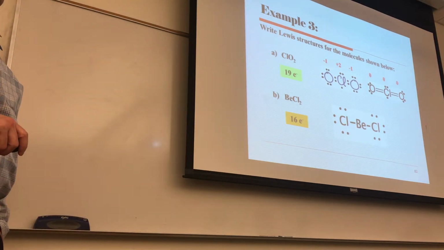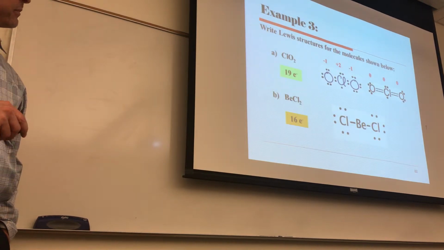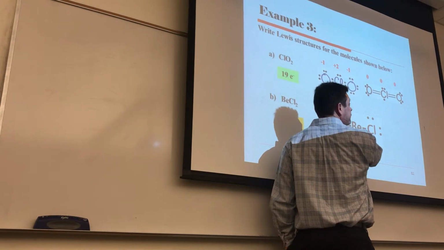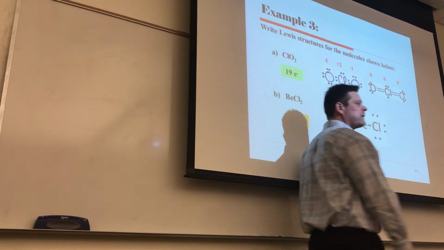Okay? Well, all charges are 0 in this one. So what are the formal charges on this one? 0, 0, 0. 7 minus 6 minus 7, 0. What is this? 2 minus 2, 0. 7 minus 7, 0. Right. That's a good structure.